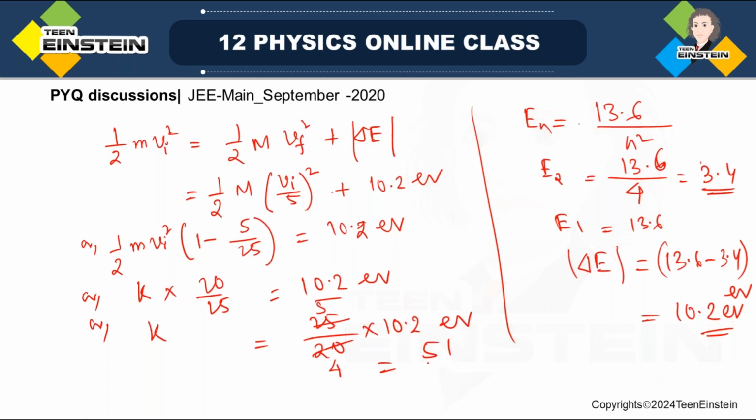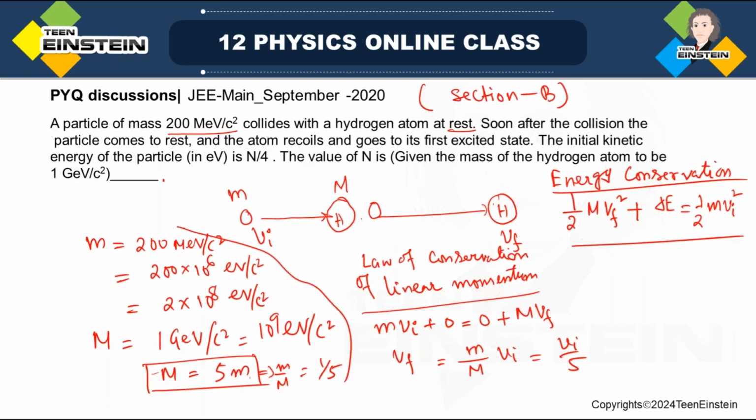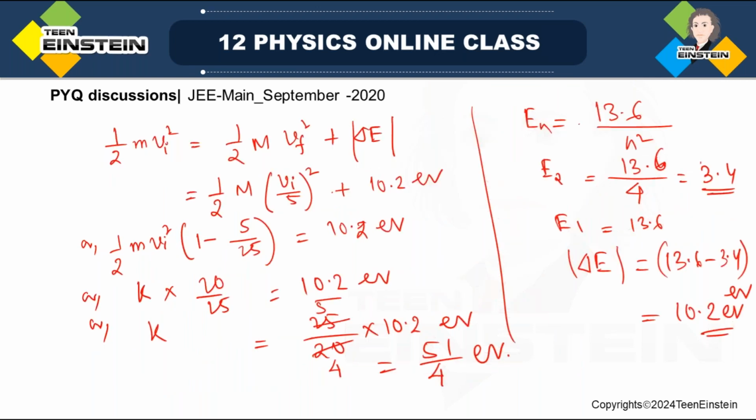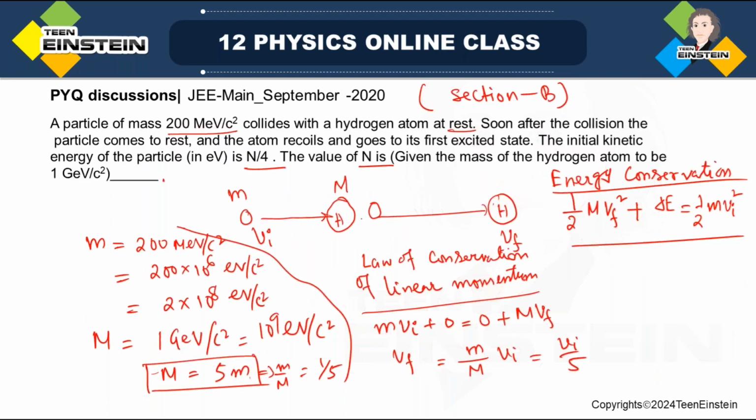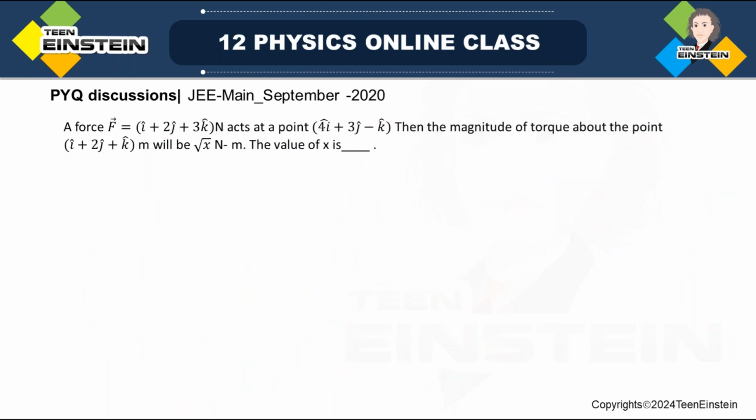Yes, so this will be this, and in the question, what is given? The initial kinetic energy of the particle is n by 4. So you have to find out the value of n. So n by 4, what is the value of n? N is actually 51. Okay, so n is 51. All right. Now let us go to the next problem.